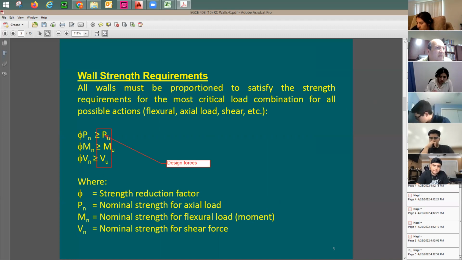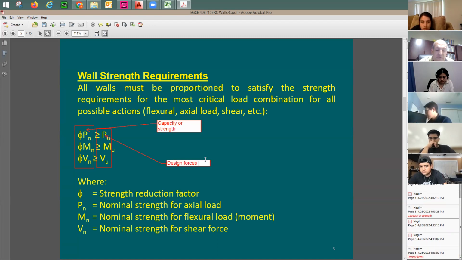If this is going to be the design force, I'm going to call this the capacity, right? This section is going to be the capacity, or strength. But here I can call design forces, or I can call it ultimate forces. Also, I can call them factored forces. Any of that works.